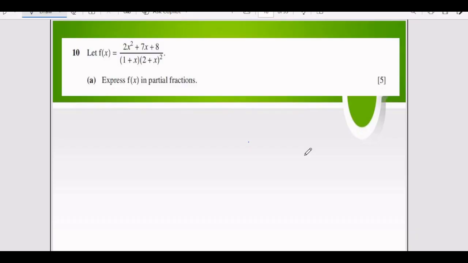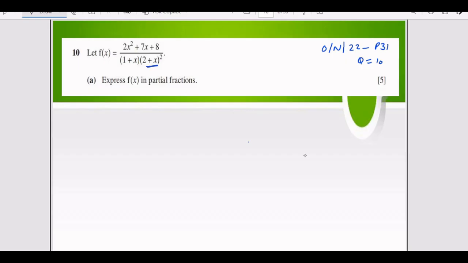Okay, now let's do the next question. This is a question from October November 2022, paper 3-1, right? So this is question paper 3-1, and this is question number 10 from that paper. As we see here, we have a quadratic in the numerator and denominator as well. Here you see we have a square outside, so this is a repeated root.